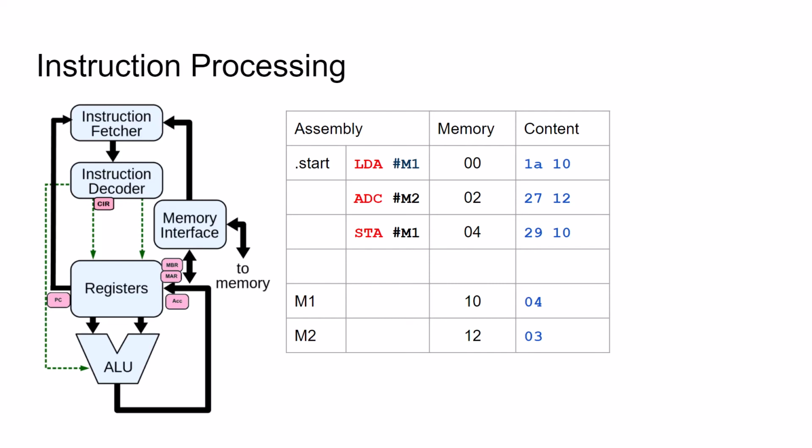So you need to go away and be able to find out what the instruction fetcher does, what the decoder does, and explain the CIR, the current instruction register, the program counter register. All the pink ones are registers. What does the memory interface do? What's the memory address register? What's the memory bus register? What the accumulator does, what the ALU is, the arithmetic logic unit. So all the bits on this slide need to be included in your presentation.